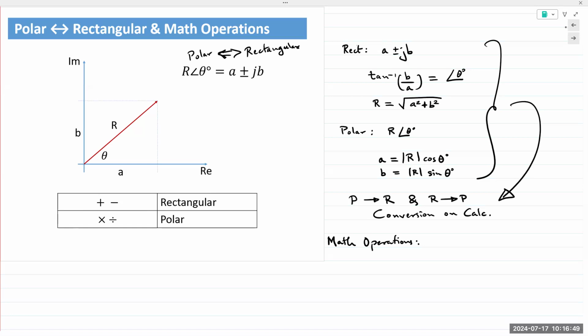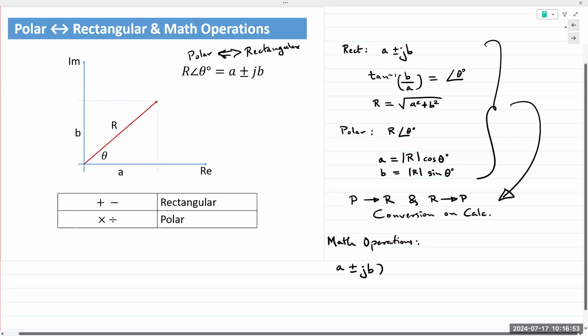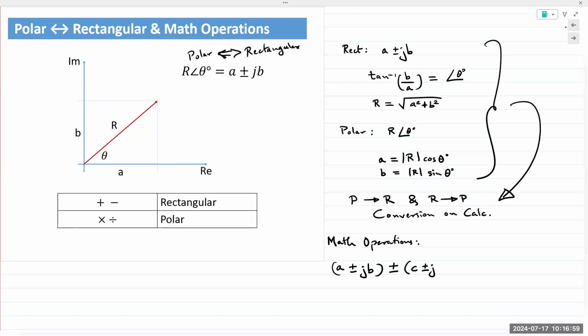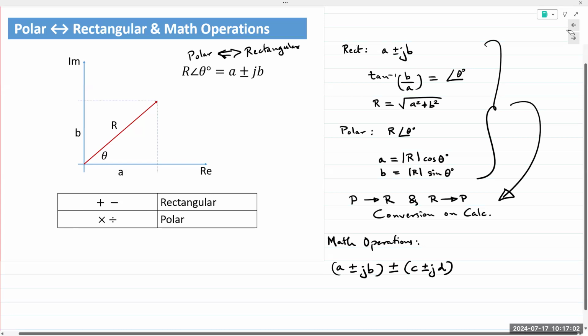So let's say you have two complex numbers and both are in rectangular coordinates.